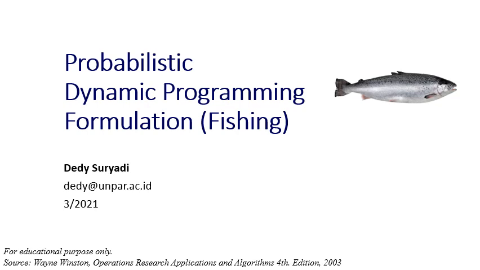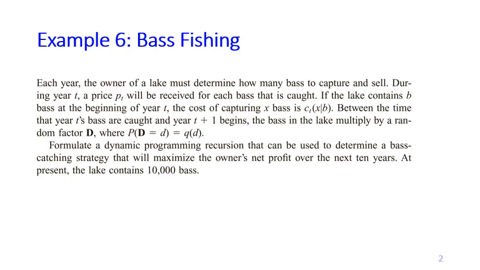We have seen this problem before when we talked about deterministic dynamic programming. Now let us modify the problem a bit such that it becomes probabilistic. In this problem, we must determine how many bass fish to capture and sell, and then we will sell the fish at the price PT in year T. We also have the cost to capture X bass if the lake contains B fish at the beginning of the year. So it's still all deterministic.